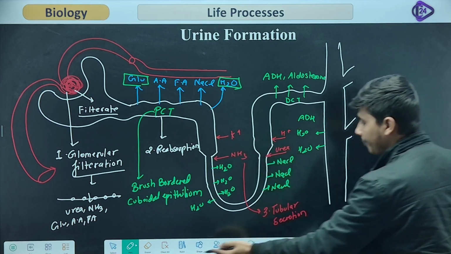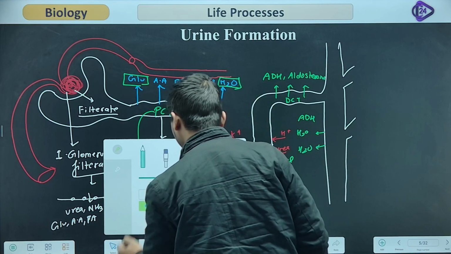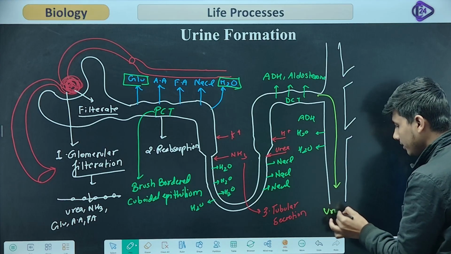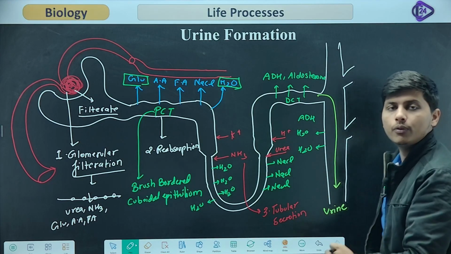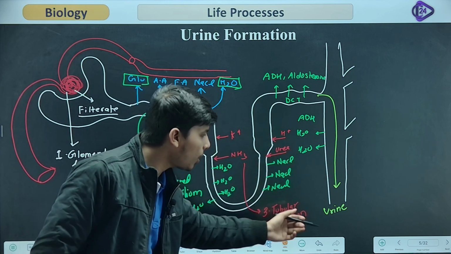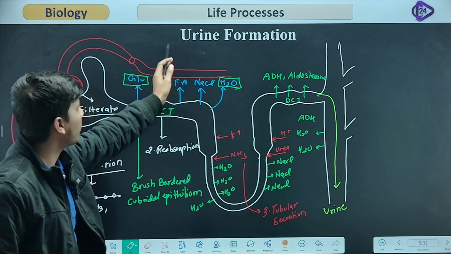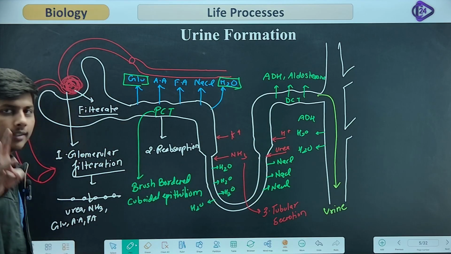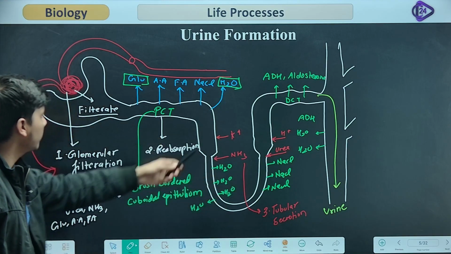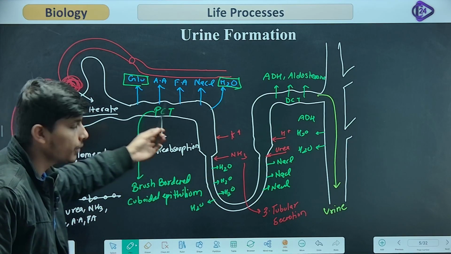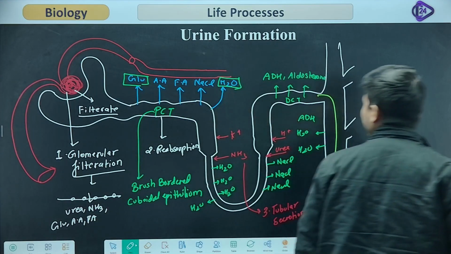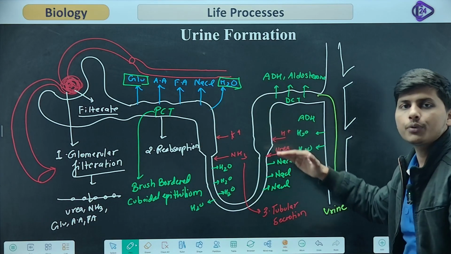And after all these three steps, our urine is formed and comes into the collecting duct. This is now called urine, and this will move to the ureter, then to the urinary bladder, and to the urethra. Congratulations, our urine is formed. Our motive is completed. The process of urine formation is completed in three steps: glomerular filtration, reabsorption, tubular secretion. This is the most important question for your board examination. You will draw this diagram, you will get 100% marks in your examination. The process of urine formation.